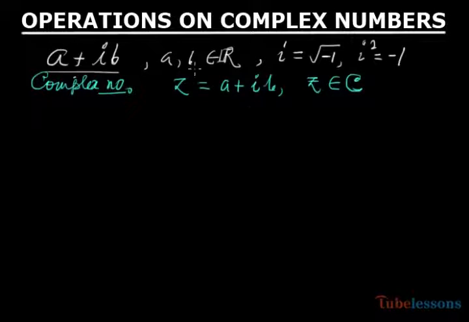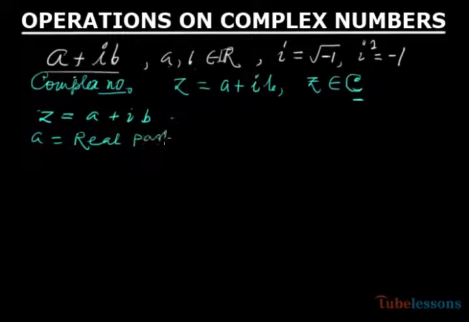Like a and b belong to the real number set, here z belongs to capital C. Now z is equal to a plus ib and has two parts: a, the real part of z, and b, the imaginary part.